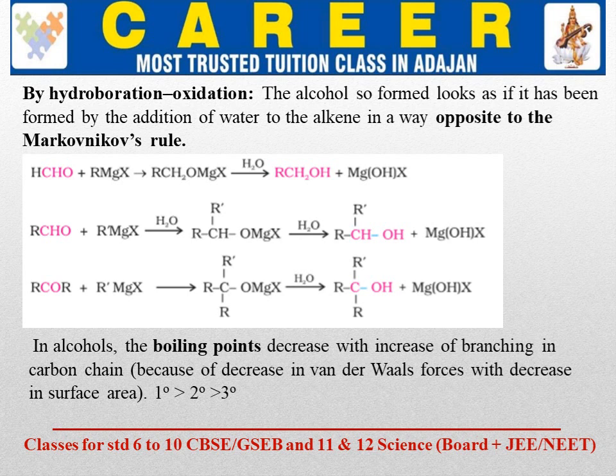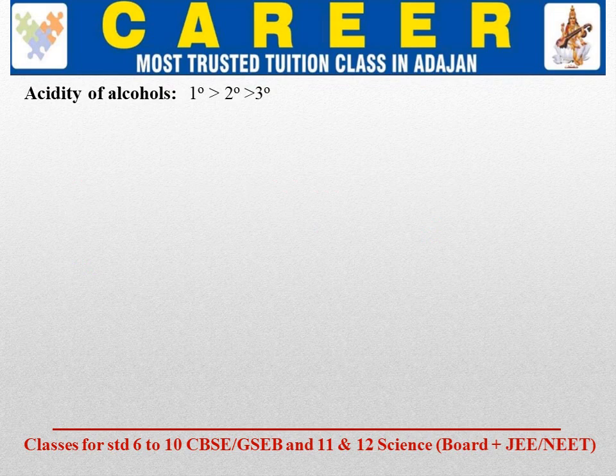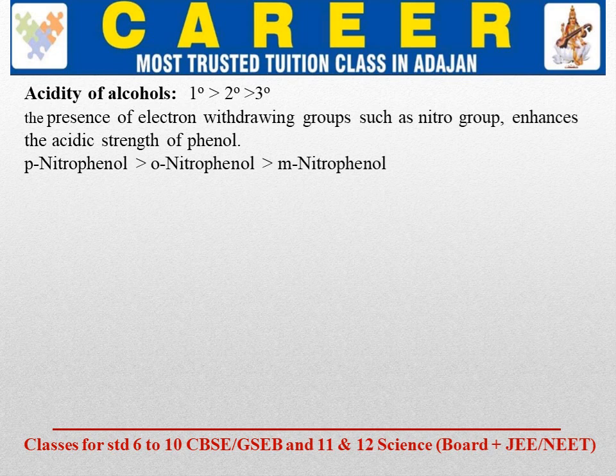That is, primary has the higher boiling point, then secondary, then tertiary. If we compare the acidic nature of alcohols, primary alcohol is more acidic than secondary, then tertiary. In the presence of electron withdrawing groups such as the nitro group, acidic nature increases. If we compare the position, para-nitrophenol is more acidic than ortho, then meta. Whereas in the case of cresol, meta-cresol is more acidic than ortho and para.